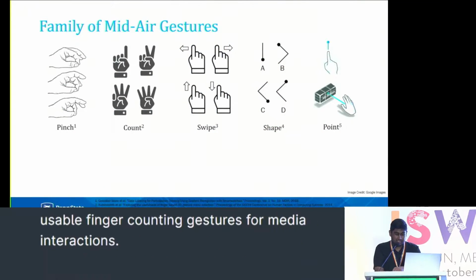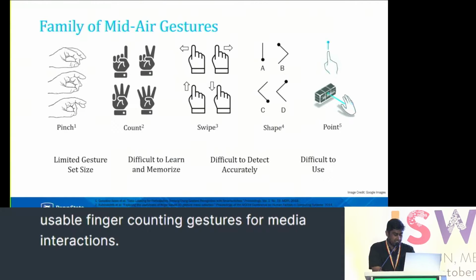The family of media gestures is vast. It includes, but is not limited to, finger pinching, traditional 10-finger counting, swiping fingers in different directions, making different shapes in midair, or using a hand or finger to control an on-screen pointer. Each type of gesture has its limitations.